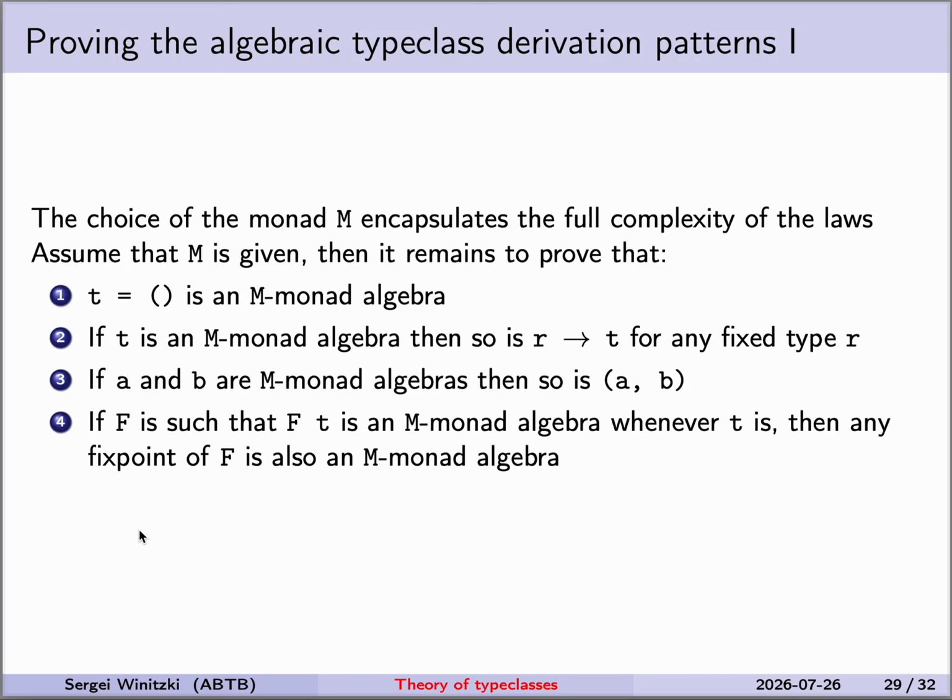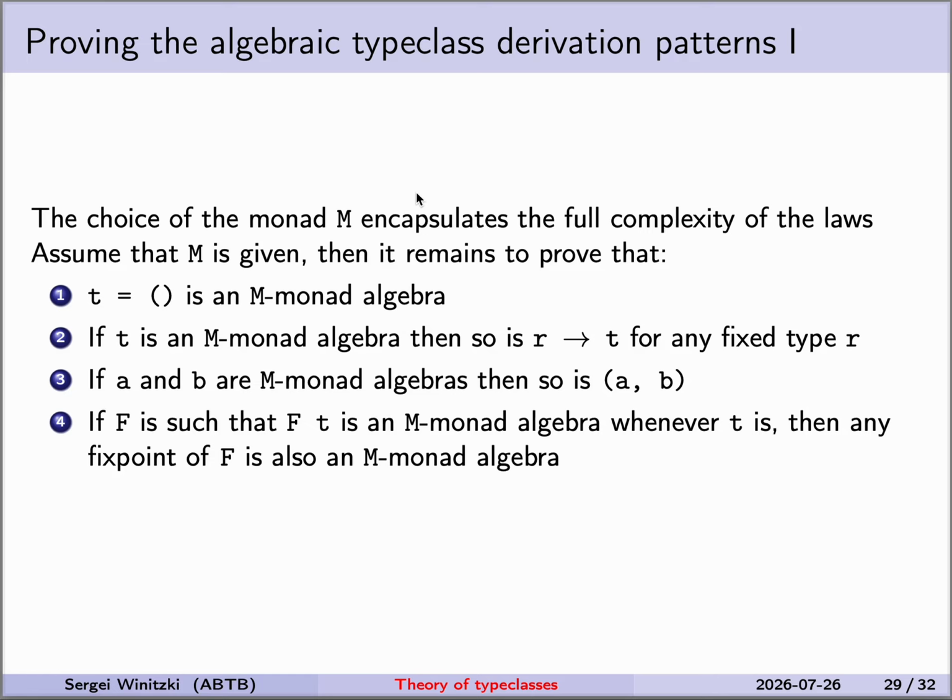This is part 6 of the tutorial about type classes. So finally, having formulated the laws of type classes in terms of monad algebras and comonad coalgebras, here's what it gives us.